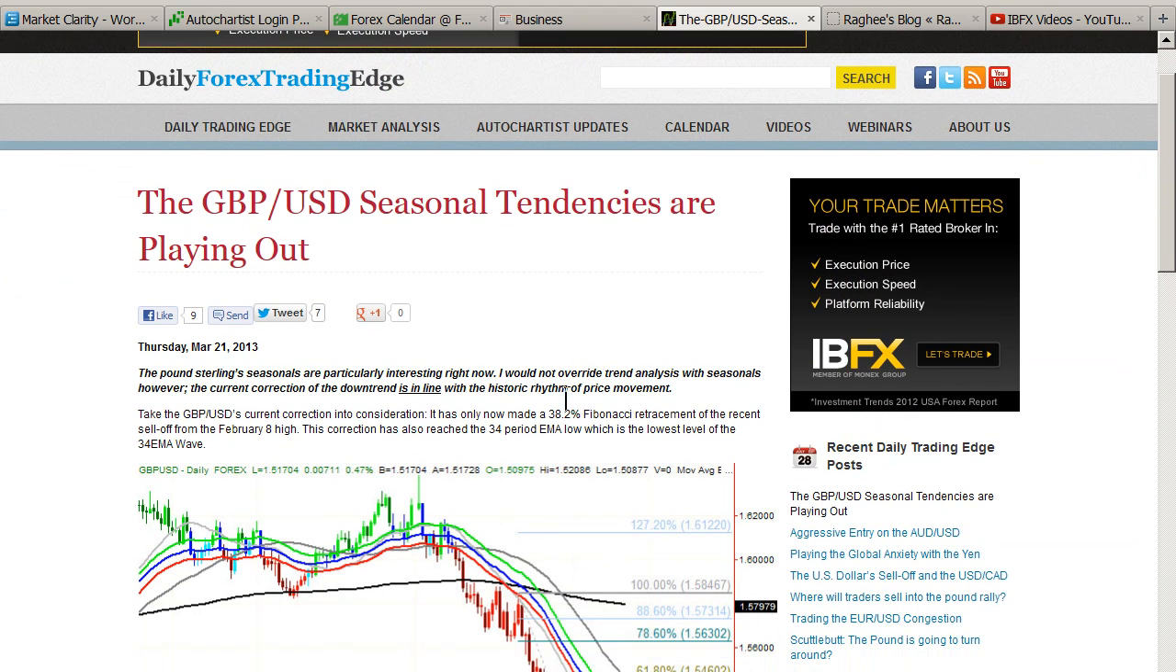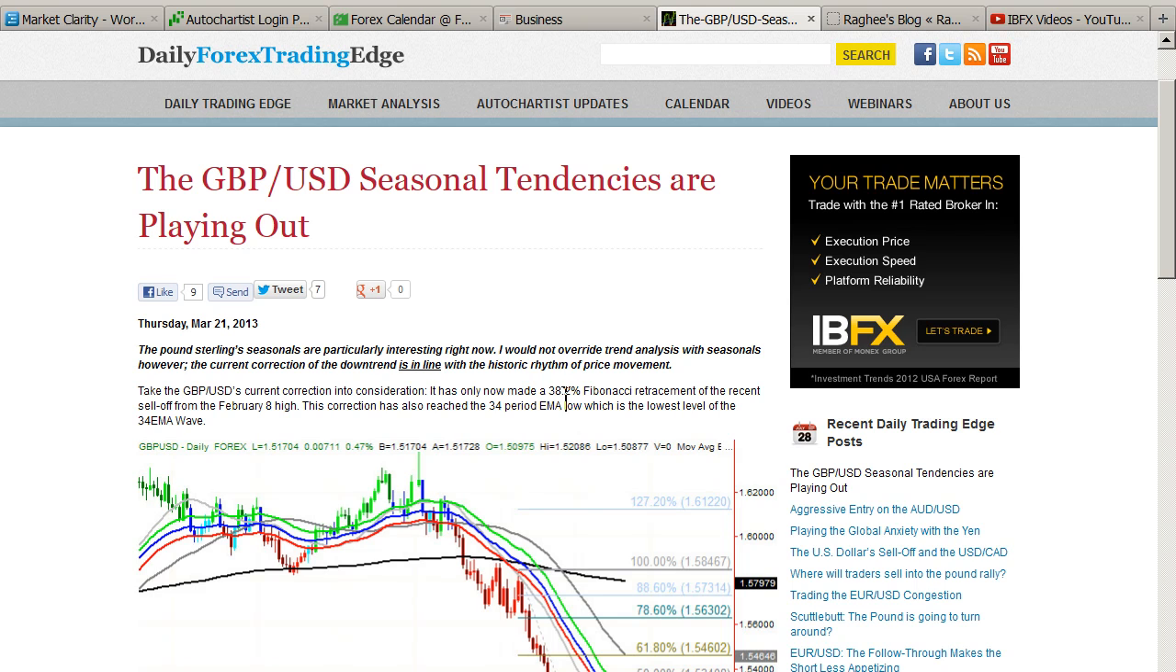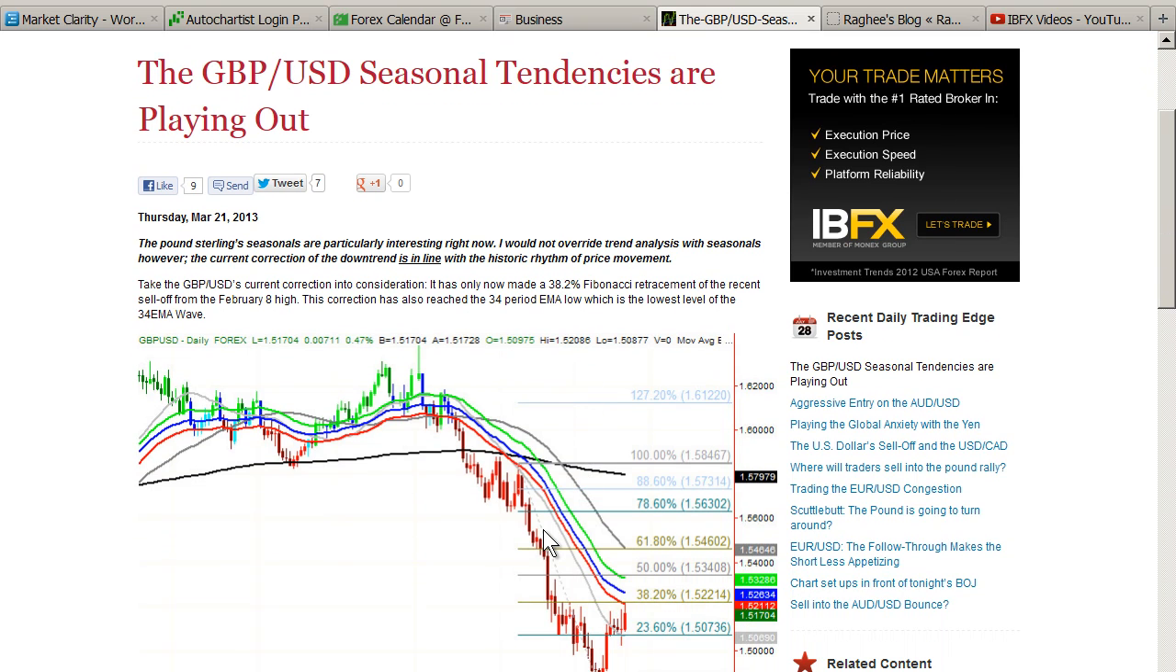So I would highly recommend anyone who's interested in the cable check that out, not only in terms of the trend that we talk about via the 34 EMA wave and the graph candles, but also the trend via the seasonal tendencies. And I say tendencies, okay? These aren't set in stone. This is not exactly what the market's going to do. They're tendencies. They're rhythms. Just like there's an intraday day trading rhythm to the market, there's a yearly rhythm.